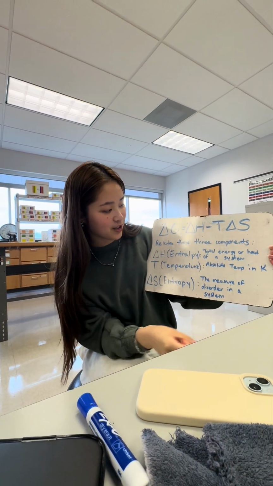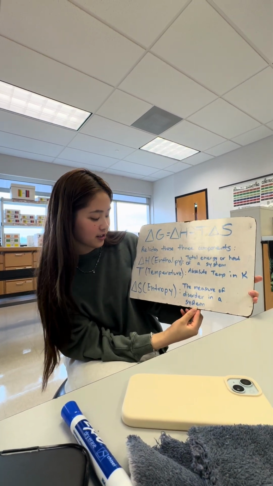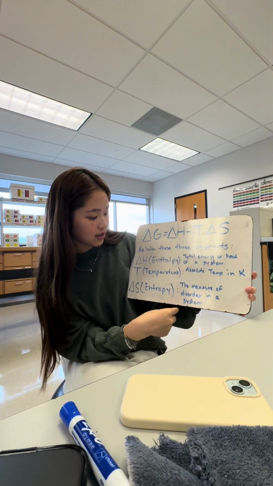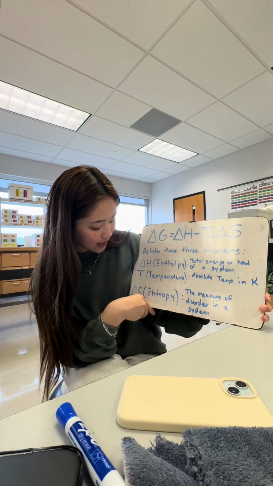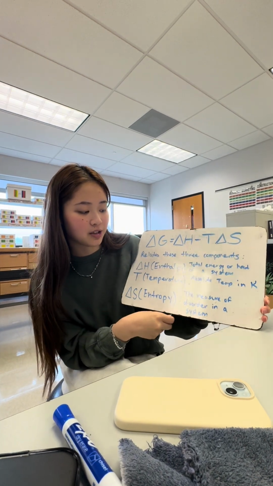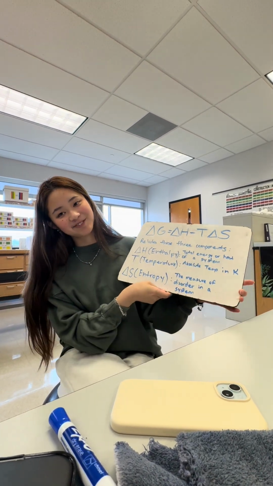enthalpy, which measures the energy or heat in a system, and then T equals temperature, which is the absolute temperature, and it's always measured in kelvins. And then delta S is entropy, which is the measure of disorder in a system.